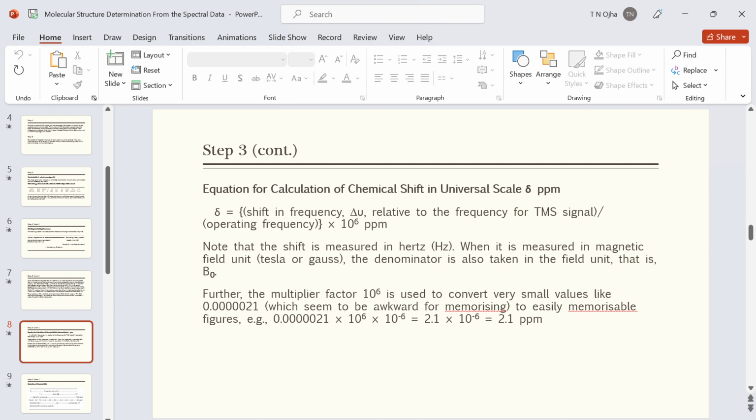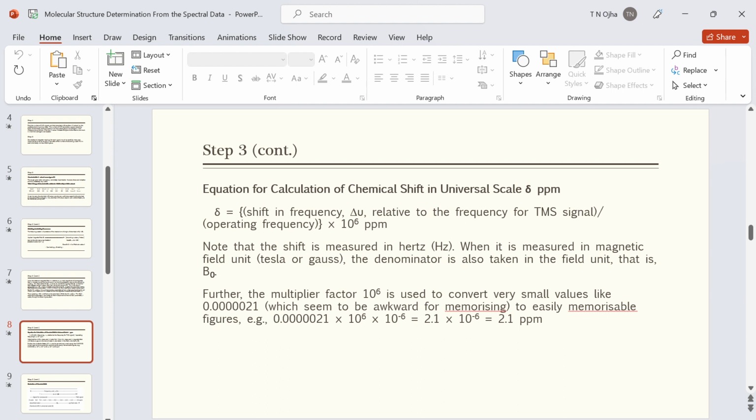The shift is measured in Hertz. When it is measured in magnetic field units, Tesla or Gauss, the denominator is also taken in the field unit, that is B0. The multiplier factor is used to convert very small values, which are difficult to memorize, to values which can be easily memorized. And this ppm, which means multiplication by 10 to the power minus 6, corrects the addition of the 10 to the power 6 multiplier.